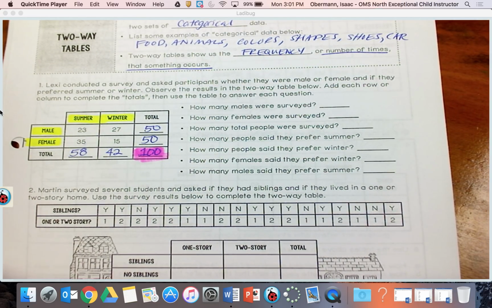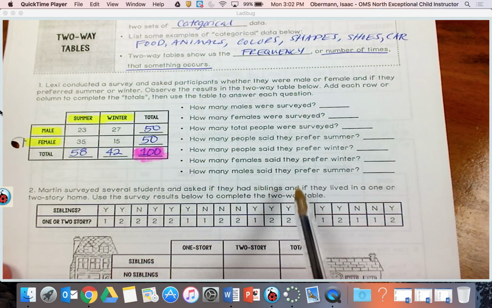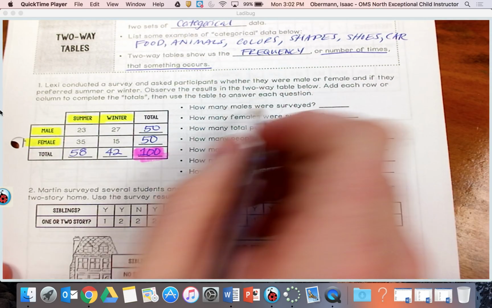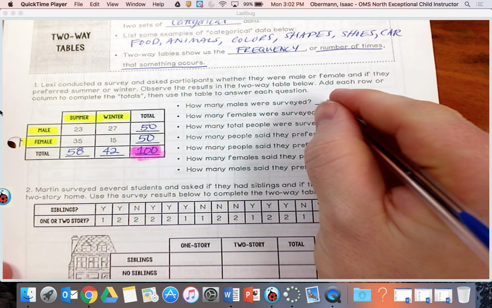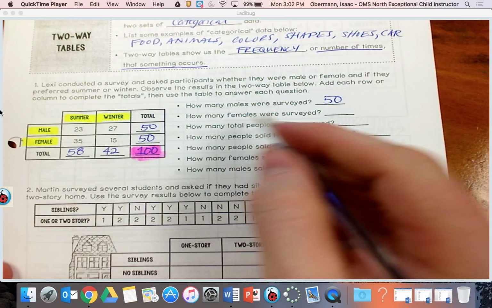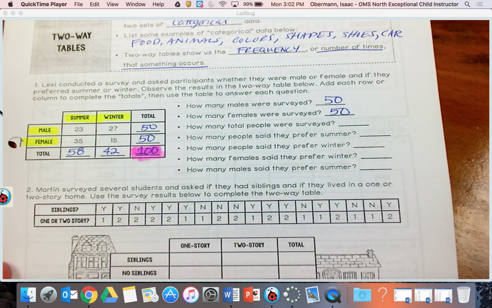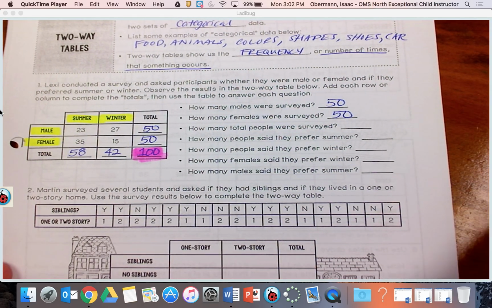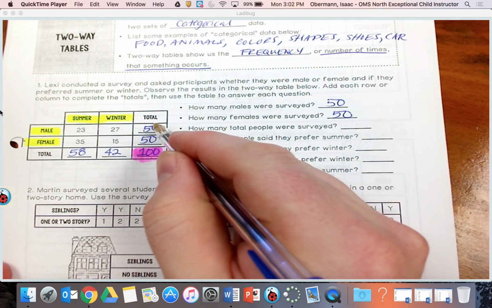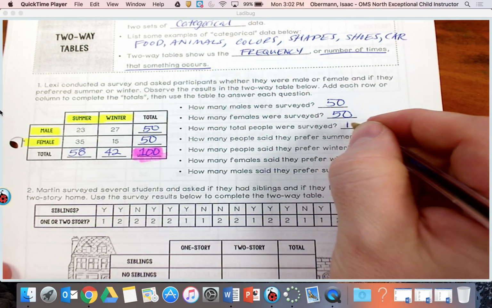Now that I've filled it in, I can answer some questions, just going down through here as you can see. How many males were surveyed? The total was 50. How many females? That was 50 also. How many total people were surveyed? That's 100, just by reading straight down.